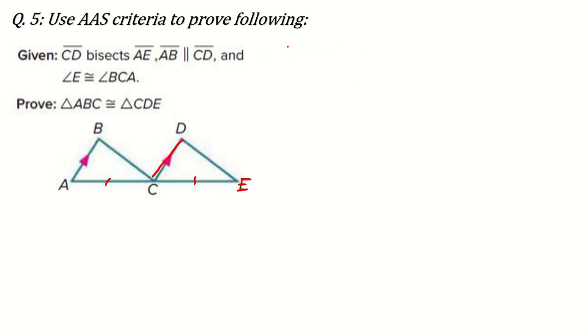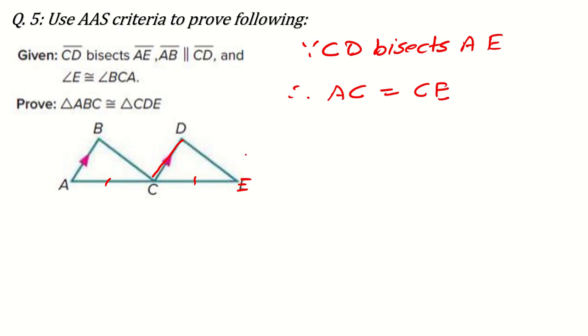So see, my dear students, I am writing the complete solution for this question, but you will understand, because every time I will not write this. So since CD bisects AE, therefore AC will be equal to CE. This side AC will be equal to CE. Why? Because CD is bisecting.